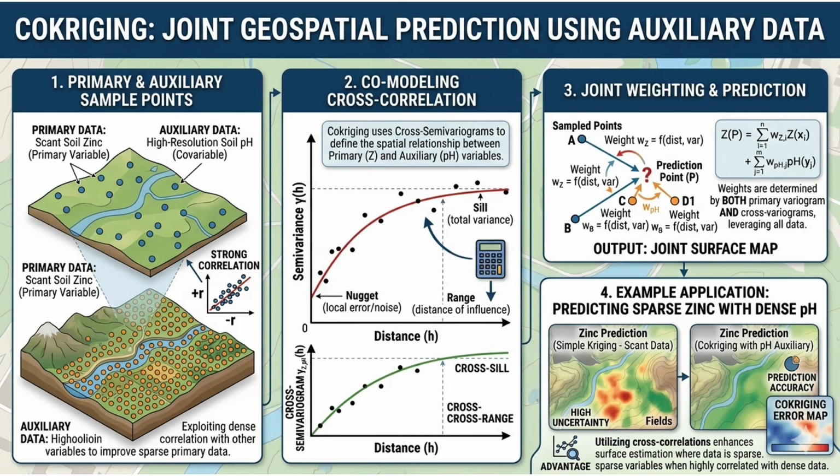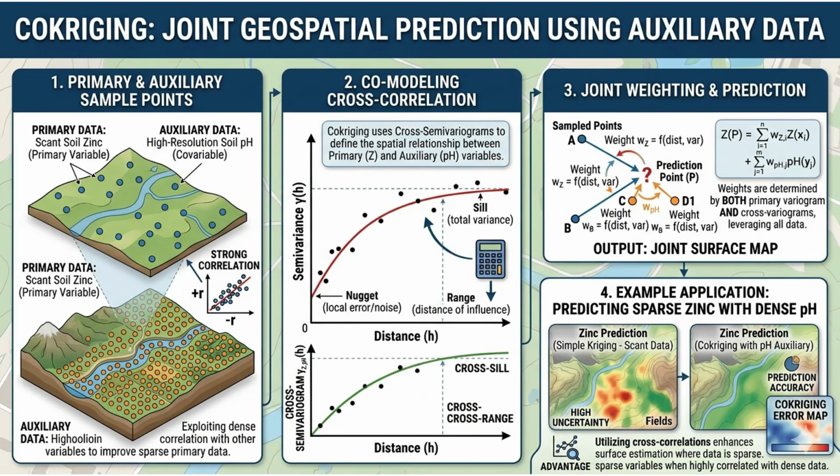This is primarily used when your sample data is very expensive. Suppose I want to measure zinc contamination, and measuring zinc in the lab is very expensive. I somehow find out that zinc and pH are related, and pH variation is easy to monitor. So we can use the pH map to fill in the blanks for the zinc map. We have a cross correlation here. The primary data is my zinc, the auxiliary data is the pH. I find out all these values and then I will have a cross correlation co-modeling here.